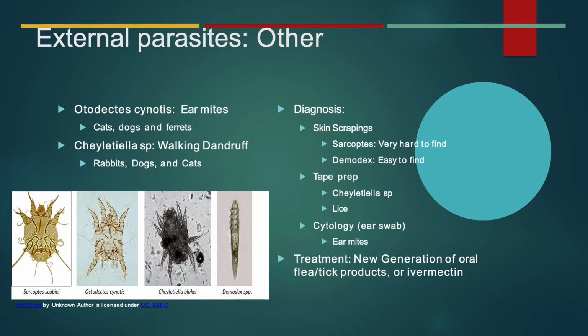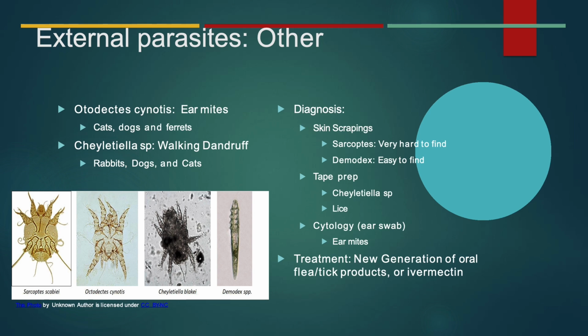To diagnose them, like I said, for Sarcoptes and Demodex, so this little guy here and this one here, like I said, it looks like a hair follicle. With skin scrapings, Sarcoptes are really hard to find, Demodex easy. We just squeeze the skin and scrape it and they come right up. For the other two, we do tape preps, where we literally just take a piece of tape and go like this on the dog or cat, and then put it on a microscope slide and look at it.